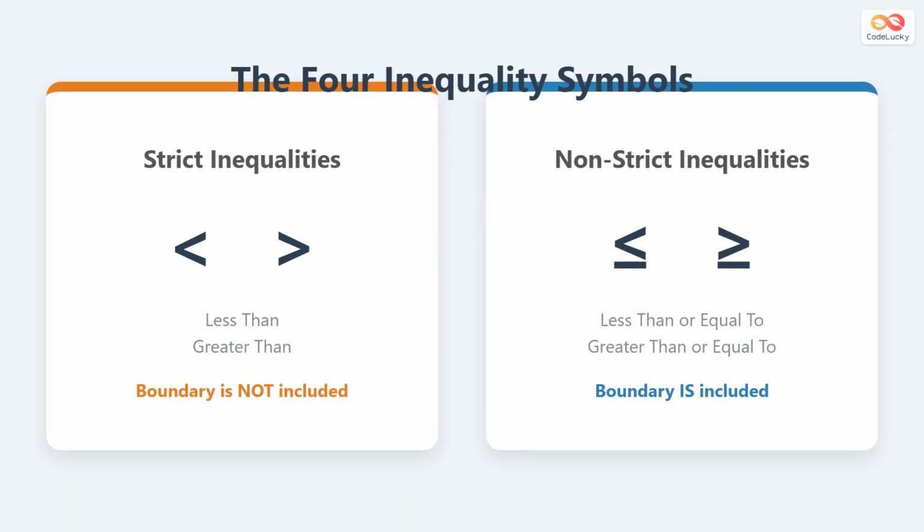There are four main inequality symbols you need to know. On the left, we have the strict inequalities, less than and greater than. On the right, we have the non-strict or inclusive inequalities, less than or equal to and greater than or equal to. Notice the difference. The symbols on the right have that extra line underneath them.